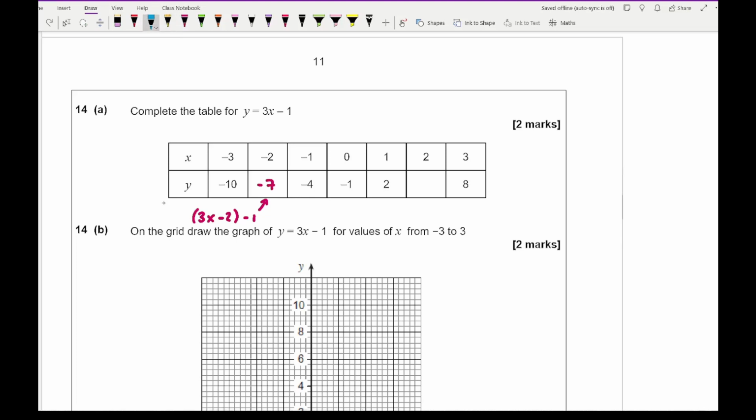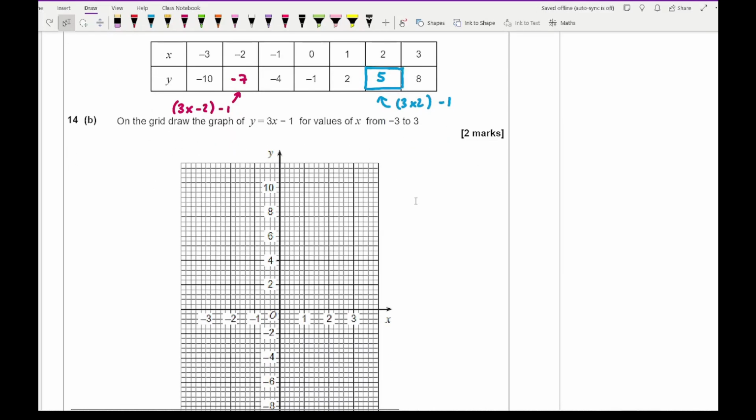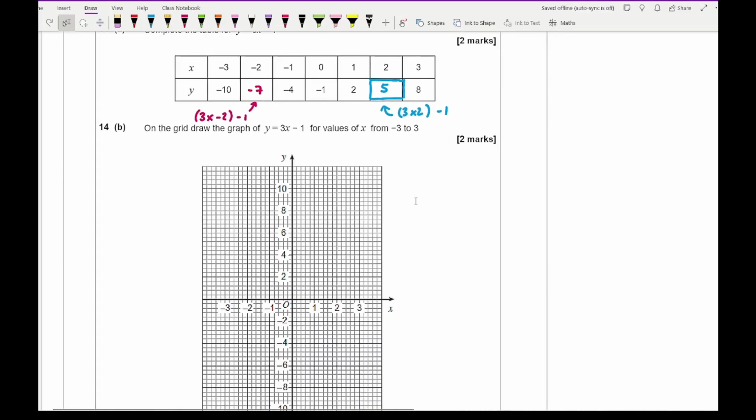Then for this one here, it's going to be 3 times 2, take away 1, which is 5. Then for question 14b, it says on the grid, draw the graph of y equals 3x minus 1 for the values of minus 3 to 3. So for this, we need to use the table of values that we've drawn.